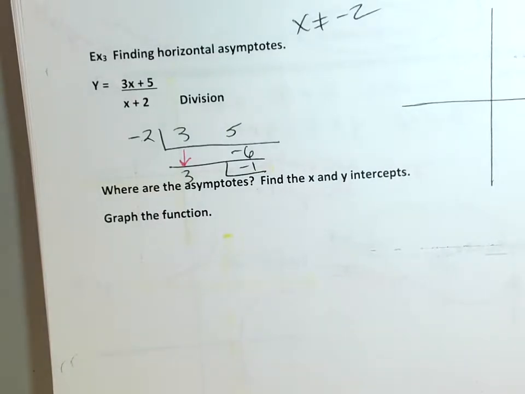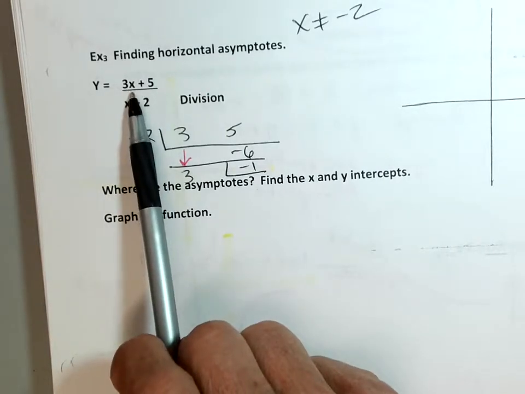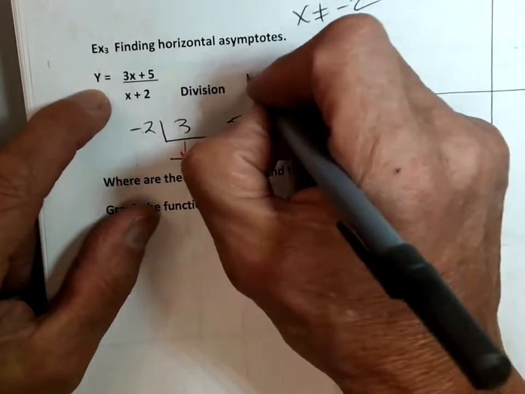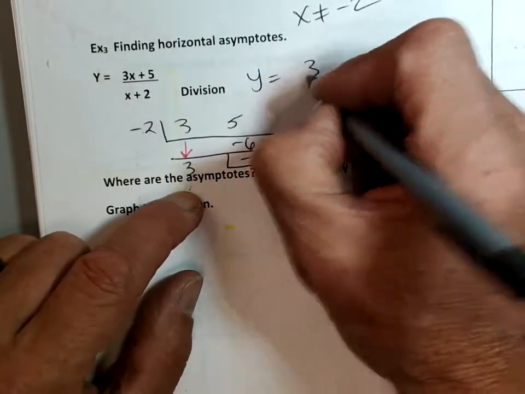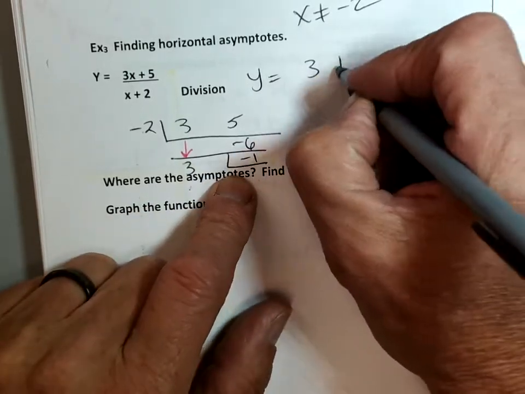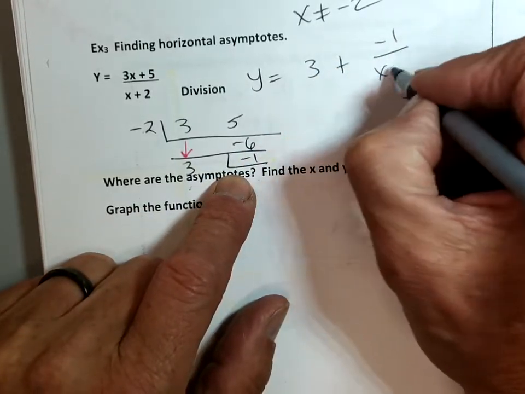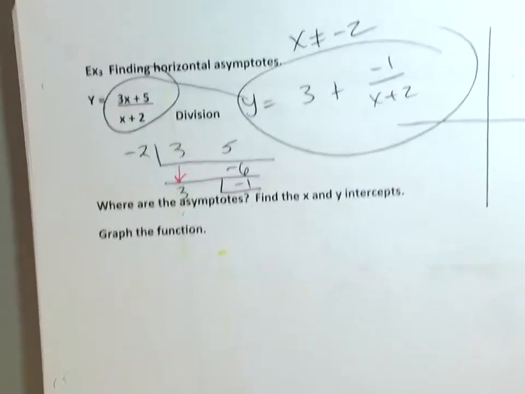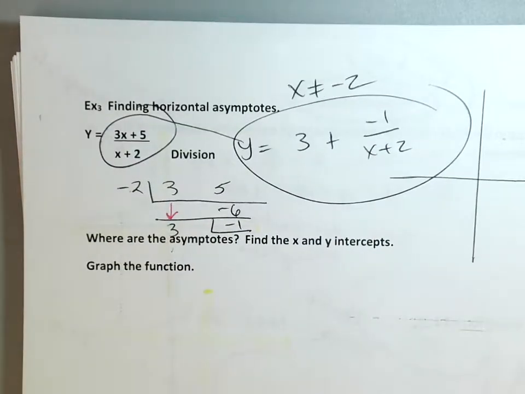So my answer is 1 less power. So it's not going to be a 3x, it's just going to be a 3. So my answer, y, is also equal to 3 plus -1 over x plus 2. These two are the exact same equation, just in a different form.